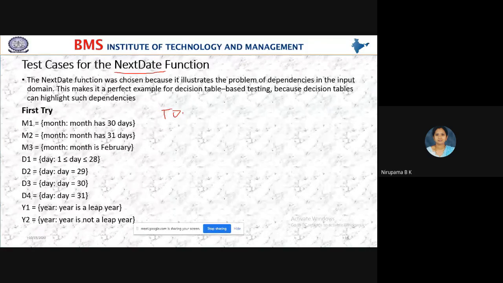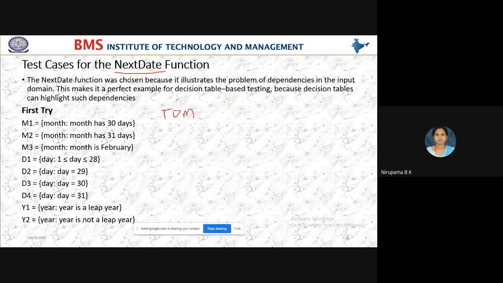If today is Monday, then what about tomorrow? So next day means it will come to tomorrow only, no? So we are depending on today's date. If I don't know what is today's date, then how can I tell what is the date of tomorrow? Yes, students, is it right? If I don't know today's date, then it is not able to tell me the date of tomorrow. So here in the next day problem, we have the dependencies in the input domain.